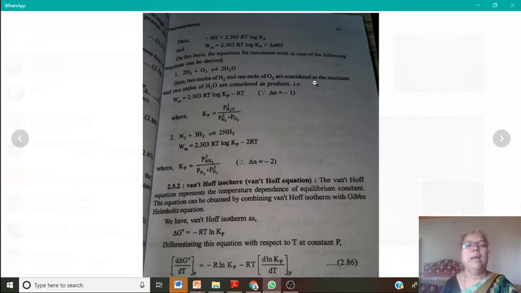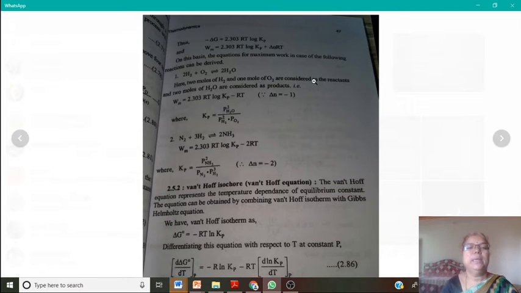constant. And again we equate minus delta G to W max, that is the maximum work obtained in a reversible process, and it is given by 2.303 RT log Kp plus delta n RT. On this basis, the equations for maximum work in the case of the following reactions can be derived.